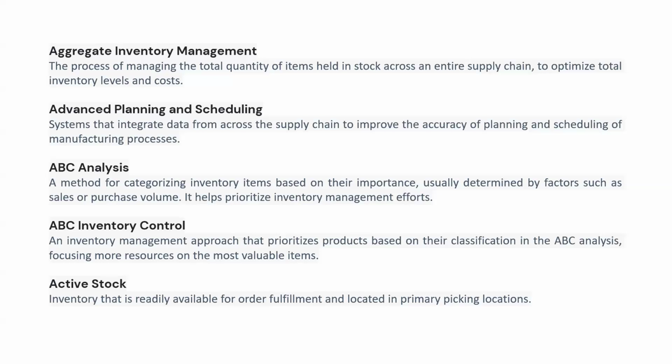Then ABC inventory control, so controlling these different levels, different categories of inventory. How are you going to control it? There are many systems or strategies involved in controlling the types of inventory you're maintaining in your warehouse or in production. Then active stock. It refers to the inventory that is readily available for order fulfillment and located in primary picking locations. It can even be called the safety stock or the buffer stock. In case there is a sudden rise in demand, immediately this can be packaged and sent to the customer. For safety, you're always having a buffer stock or an active stock readily available.